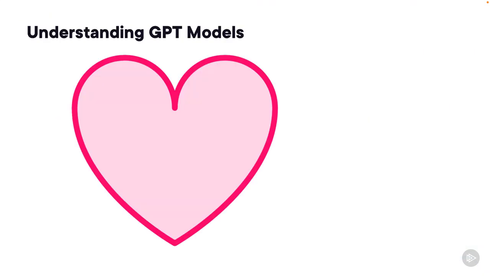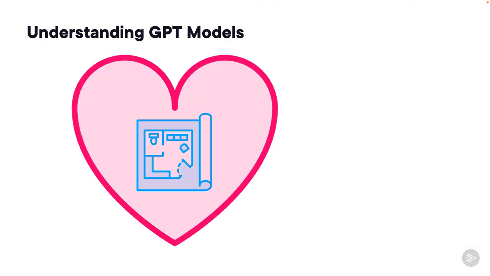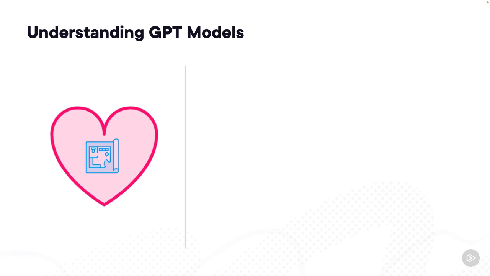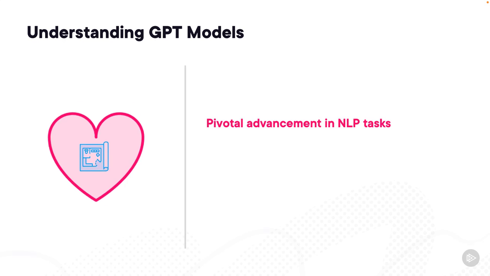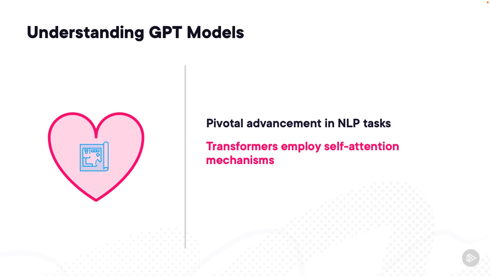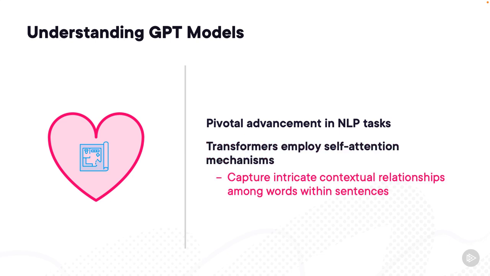At the heart of GPT models lies the transformer architecture, which is a pivotal advancement in modern NLP tasks. Transformers employ self-attention mechanisms to capture intricate contextual relationships amongst words within sentences.